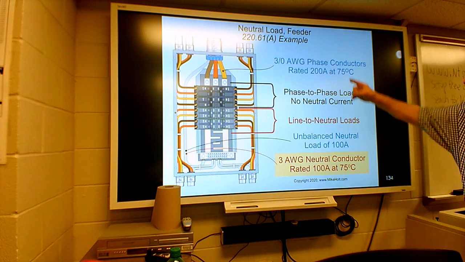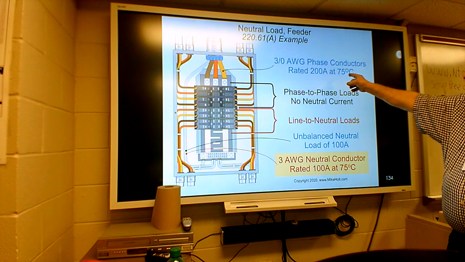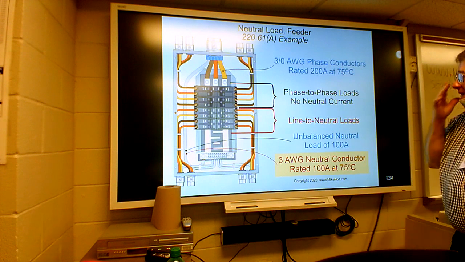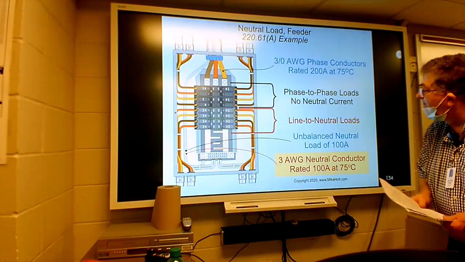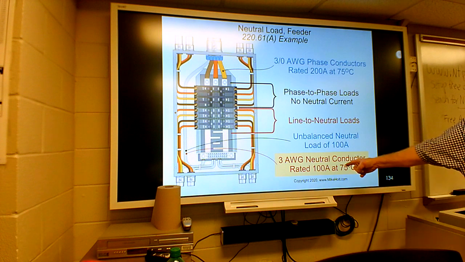Anyway, so you're dealing with 3-aught AWG phase conductors, because it's a 200 amp service. And then it wants to know about the neutral conductor. The neutral conductor applies to 100 amps of unbalanced neutral load. That means you're going to have 100 amps of neutral current there. Okay. So how do we figure that out?